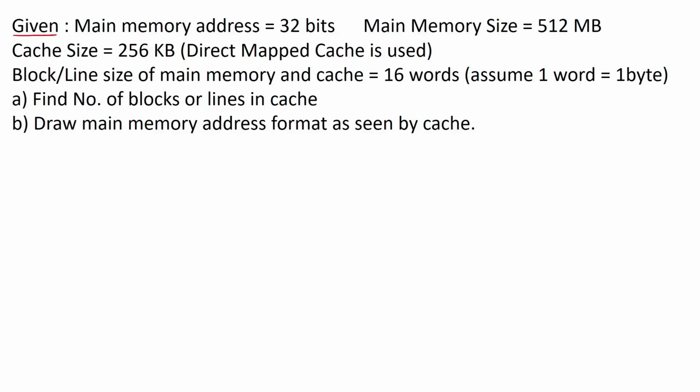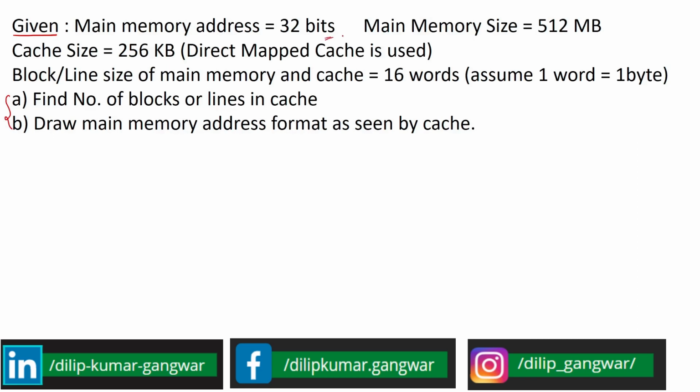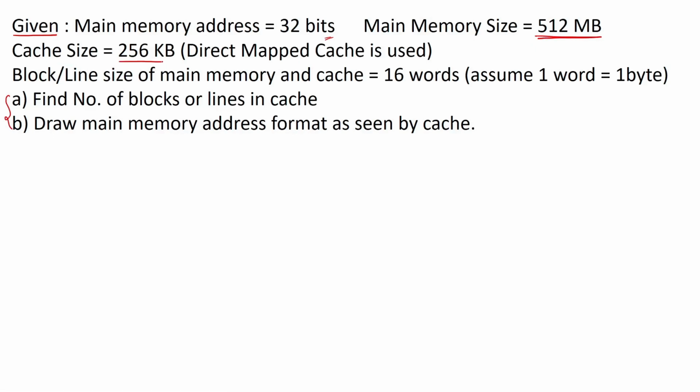The question says we are given some data and we have to find some answers. We are given the main memory address, which is equal to 32 bits, and the size of the main memory is 512 MB. The size of the cache is 256 KB and we have used the direct mapped cache. The block or line size of the main memory or the cache is 16 words, and we have to assume that one word is equal to 1 byte. On the basis of this information we have to find these answers.